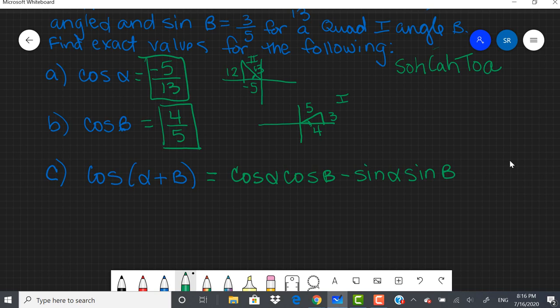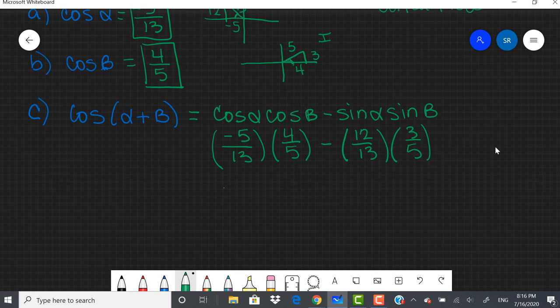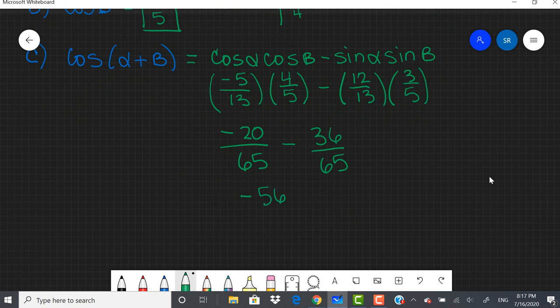So cosine alpha from A is -5/13, and cosine beta is 4/5. Minus sine alpha, which is a given from right up here, 12/13, and my sine beta is also a given, 3/5. Now we just have to do the math, in other words, multiply this out. This is -20/65 minus 36/65. Minus, minus, so this is -56/65. That is our answer right there.